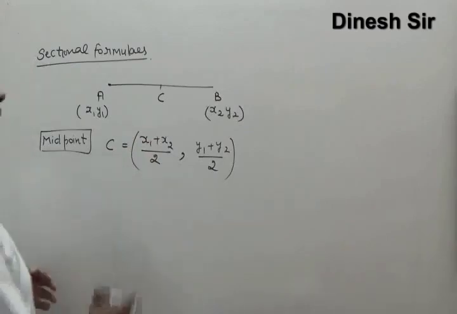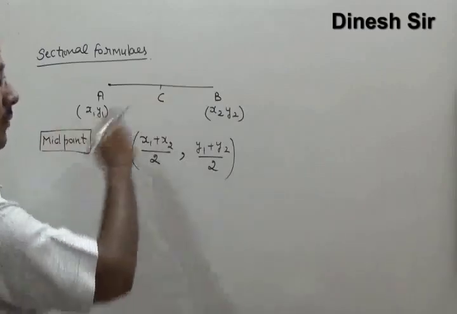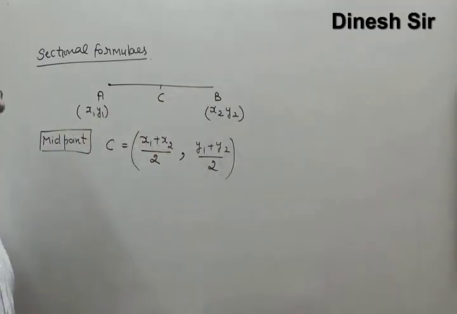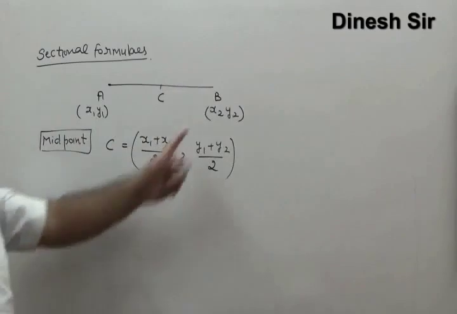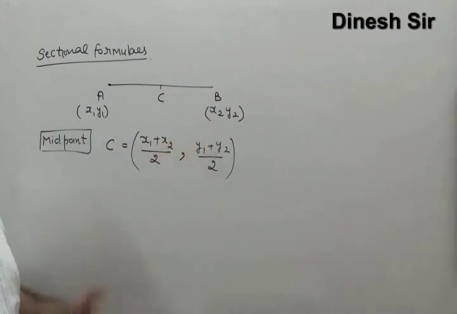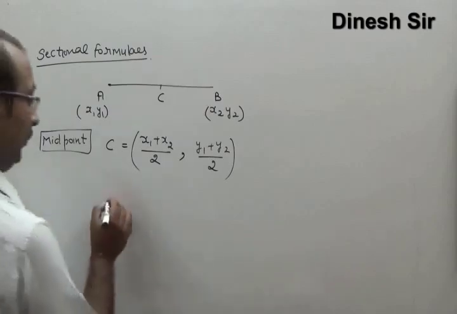Sometimes the coordinates of C are given and A are given, and you have to find the coordinates of B. So in that case, you can assume it to be x2, y2. Put all the values and just solve it. You can easily find the coordinates of B.